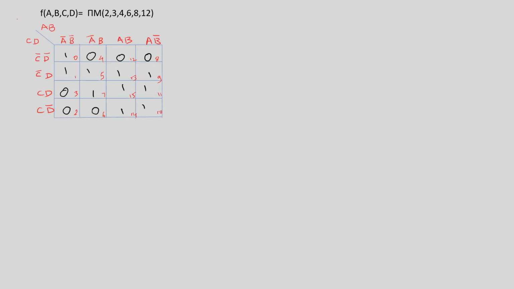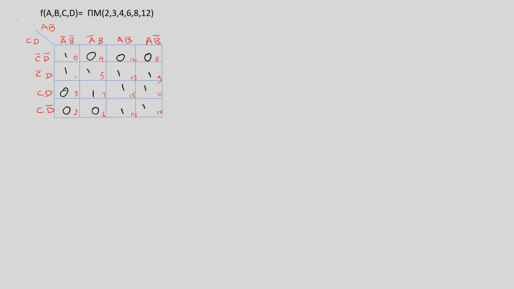Now we will solve the POS equations with the help of K-map. This is our POS equation in the form of minterms, and this is the K-map filled for that. Keep one thing in mind, when we talk about POS or maxterms, we put zeros in the respective squares, and we are going to group the zeros. We are going to follow the steps as usual.